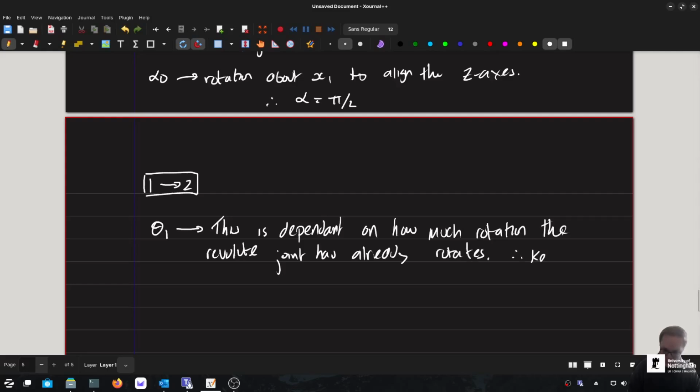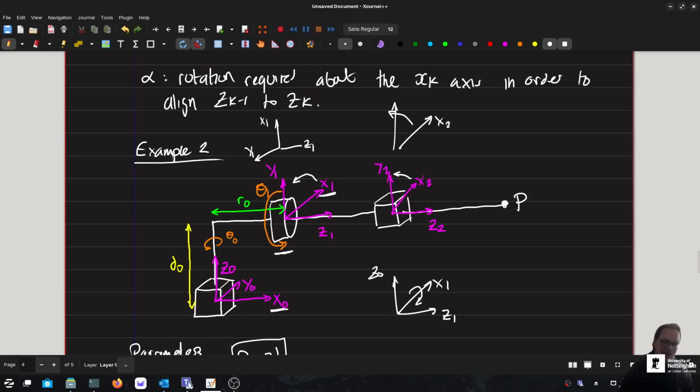Therefore, keep as theta 1. I know though in the lecture there was a bit of confusion about that, but just have a little think. If the rotary joint rotates, then to realign, the x2 must also rotate to keep it aligned. So it's always going to be dependent on what theta 1 is.